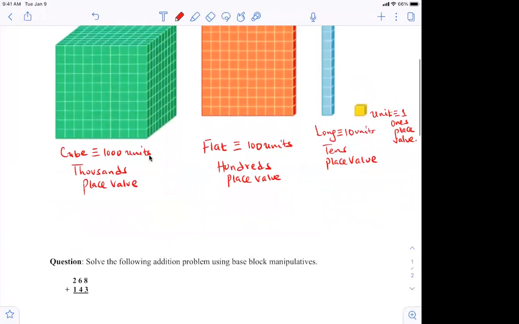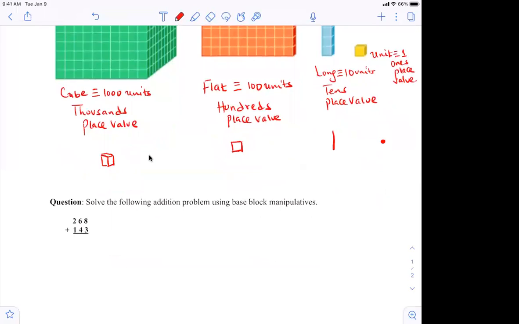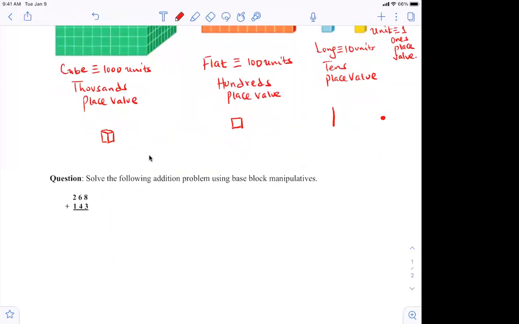In order to make our representations a little bit easier, I'm going to adopt this small representation to represent a cube, and a little square to represent a flat, a 1 or a tally mark to represent the long, and a small dot to represent the single unit. That is just to make my drawing a little bit easier when showing the addition of the following question using these representations. So we have the following question.